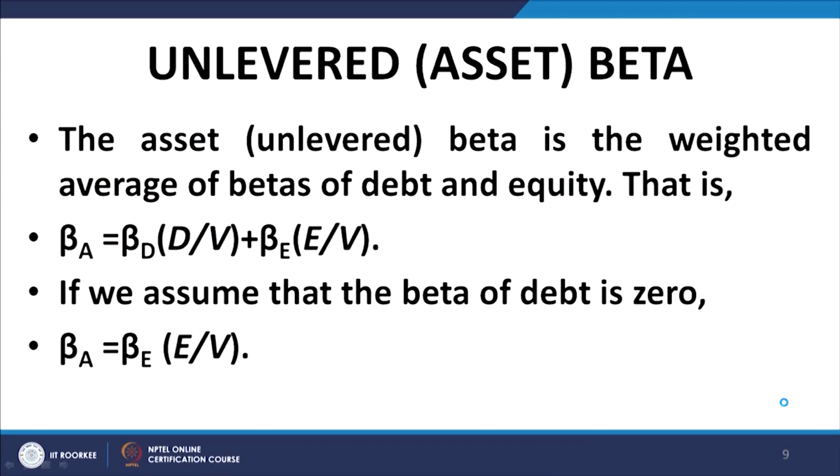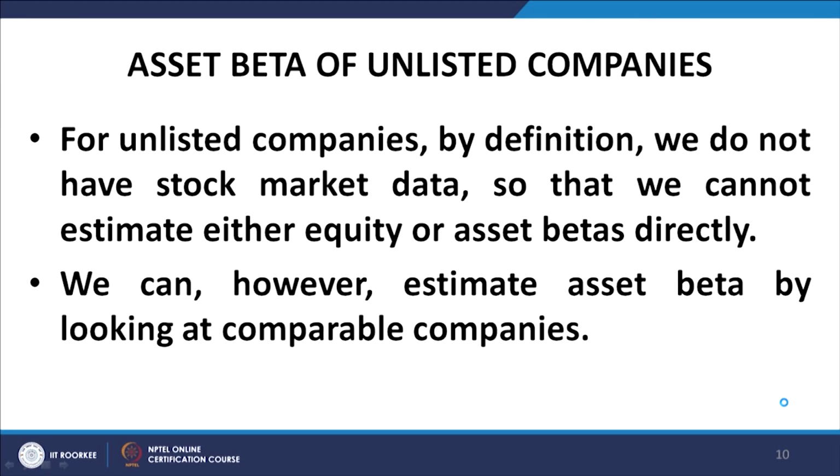So we have talked about the unlevered or the asset beta. The asset beta is the weighted average of betas of debt and equity. That is what we have in this expression. Asset beta of an unlisted company, this point I had alluded to earlier. For unlisted companies we have no trading data of the stock, so it is difficult to determine directly the asset beta or the equity beta of unlisted companies.